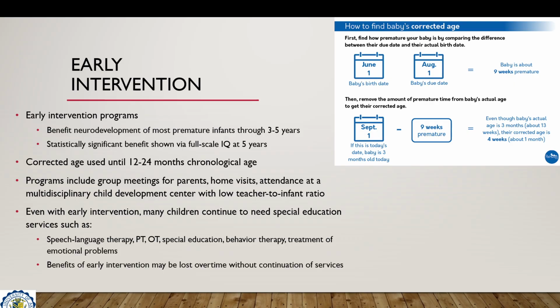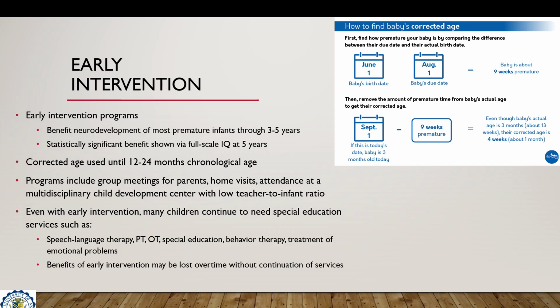So the intervention benefits for babies that are born early has been greatly debated, but the benefit of neurodevelopment in most premature infants through 3 to 5 years is pretty research-based. There's a statistically significant benefit for early intervention programs that is shown in full-scale IQ by the age of 5. So if babies who are born prematurely participate in early intervention programs, there's a likelihood that their full IQ scale level will be better than it could have been without intervention by 5 years old.